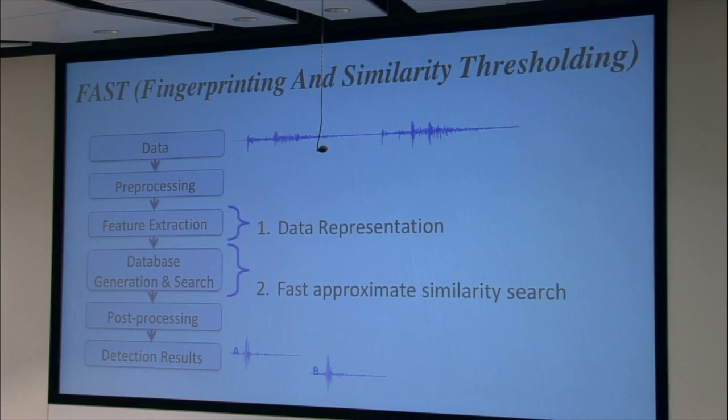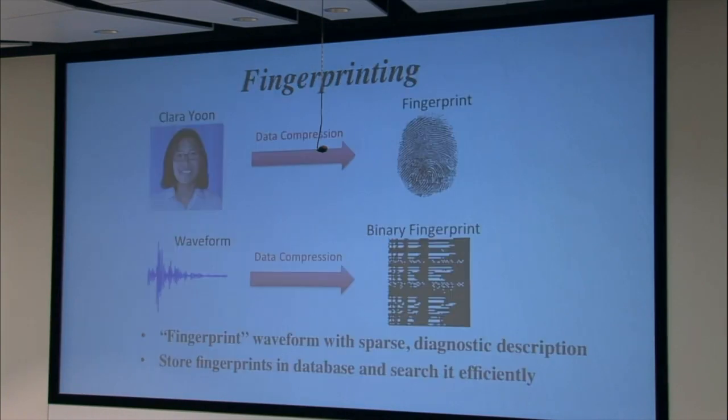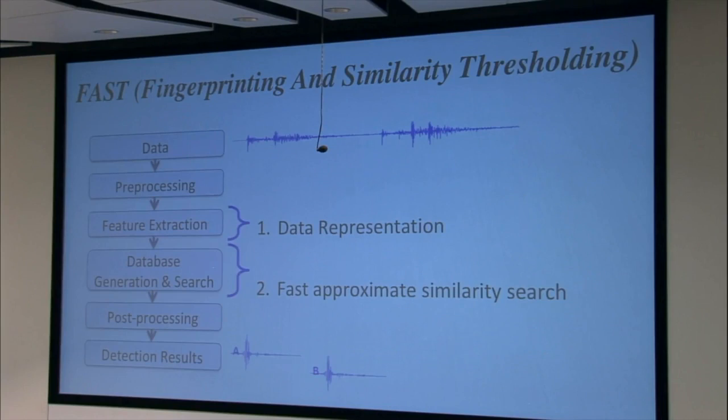Okay, so we call our method Fingerprint and Similarity Thresholding, or FAST. The idea is it's faster than the naive autocorrelation, and so there are a series of steps we have to take in order to get our detection results. The key steps, which I'll spend a little bit of time on, are feature extraction, that is forming a fingerprint, and then databasing the results and doing fast, approximate search of that database for similar items. So first the fingerprinting.